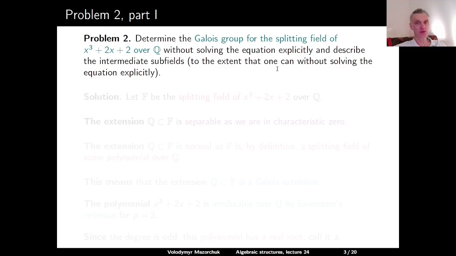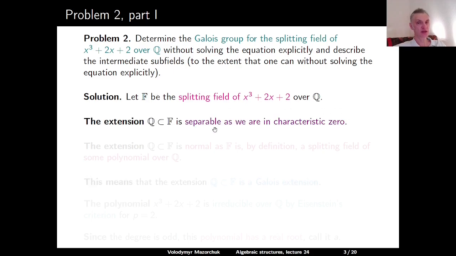Problem 2. Determine the Galois group for the splitting field of the polynomial x cubed plus 2x plus 2 over the rationals without solving the equation explicitly, and describe the intermediate subfields to the extent that one can without solving the equation explicitly. Solution. Let us denote the splitting field of this polynomial over the rational numbers by capital F.